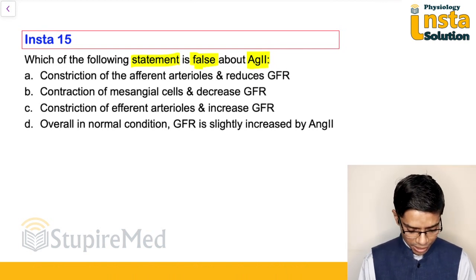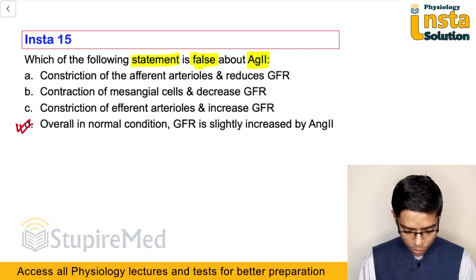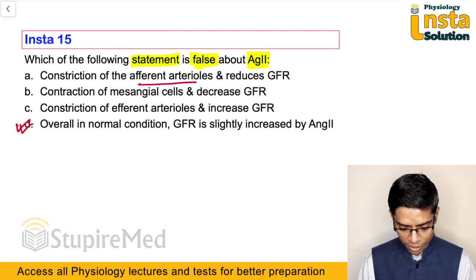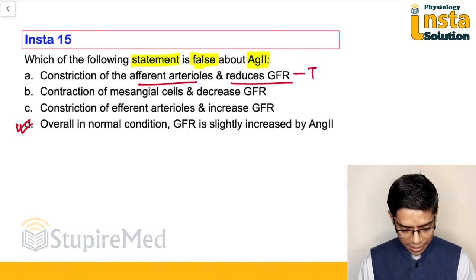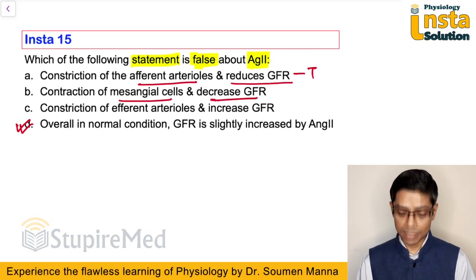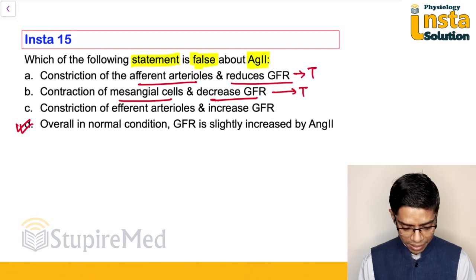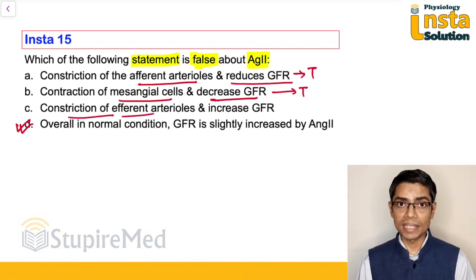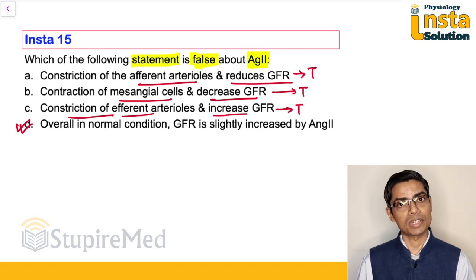The answer to this question is option D. Angiotensin II causes constriction of the afferent arteriole, so it reduces GFR. It's a true statement. Angiotensin causes contraction of the mesangial cells, by which it reduces GFR. It's also a true statement. Angiotensin causes constriction of the efferent arteriole and it increases the GFR. It's also a true statement.